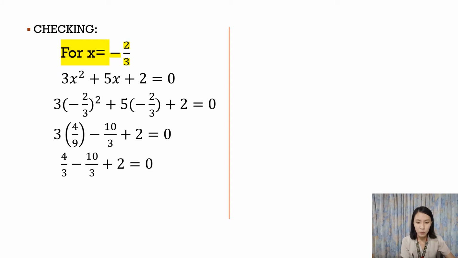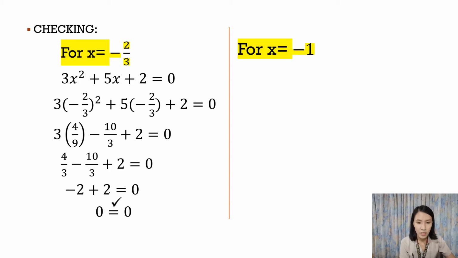Perform the operations. We will now have 4/3 minus 10/3 plus 2 is equal to 0. Combine like terms, and we have negative 2 plus 2 is equal to 0. So 0 is equal to 0. Therefore, our first answer, negative 2/3, is correct.